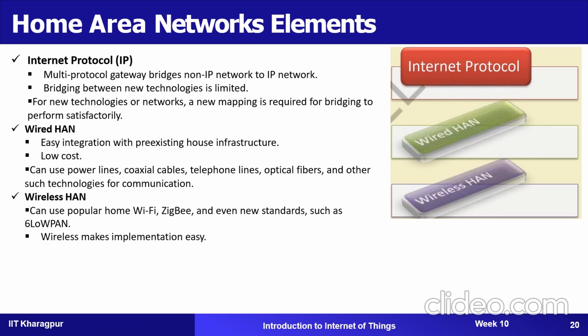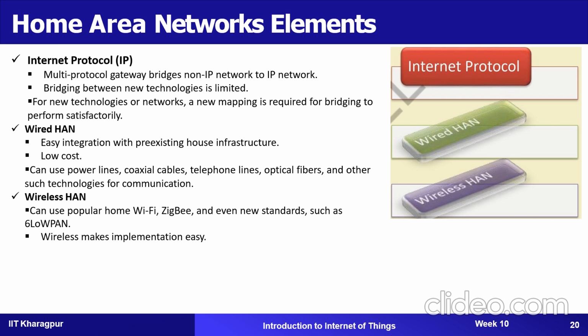Now the elements of home area network. It consists of three main elements, that is your internet protocol, wired home area network and wireless home area network. First one is your internet protocol. Multi-protocol gateway bridges the non-IP network to the IP network. The bridging between the new technologies is limited in this case. So for new technologies or networks, a new mapping is required for bridging to perform satisfactorily.